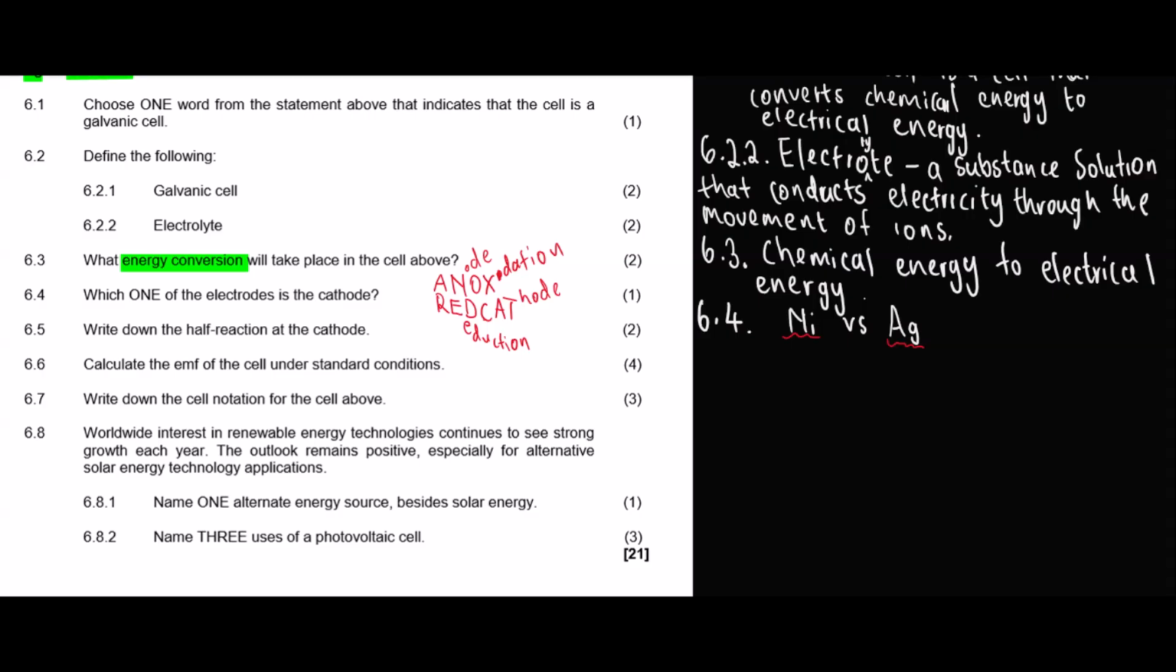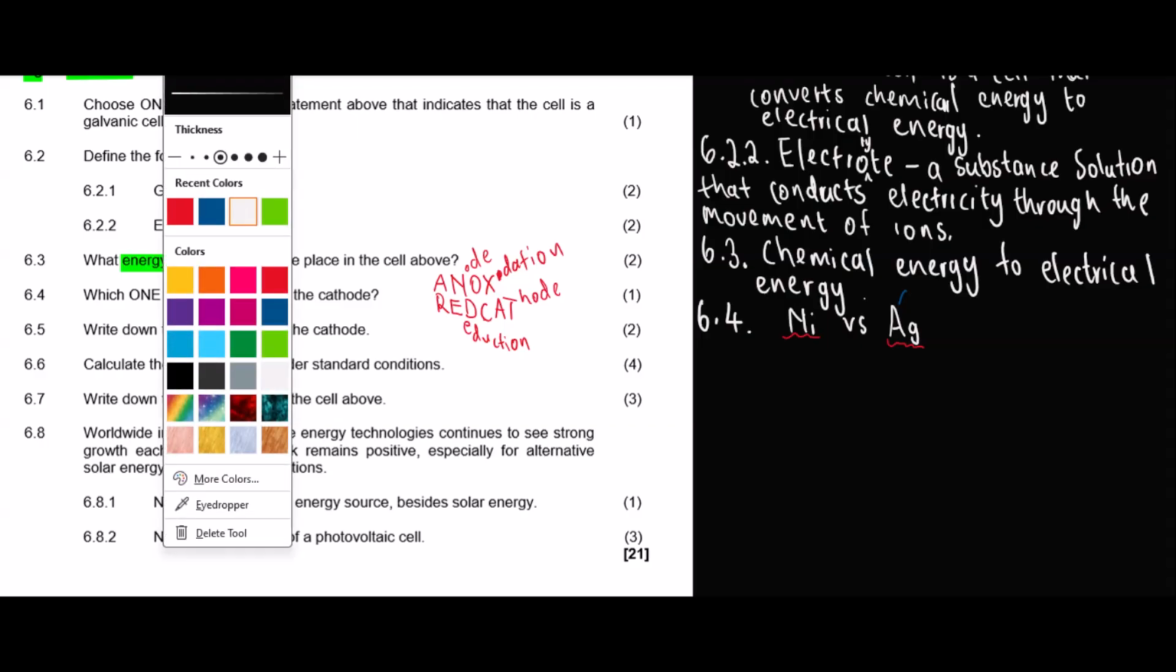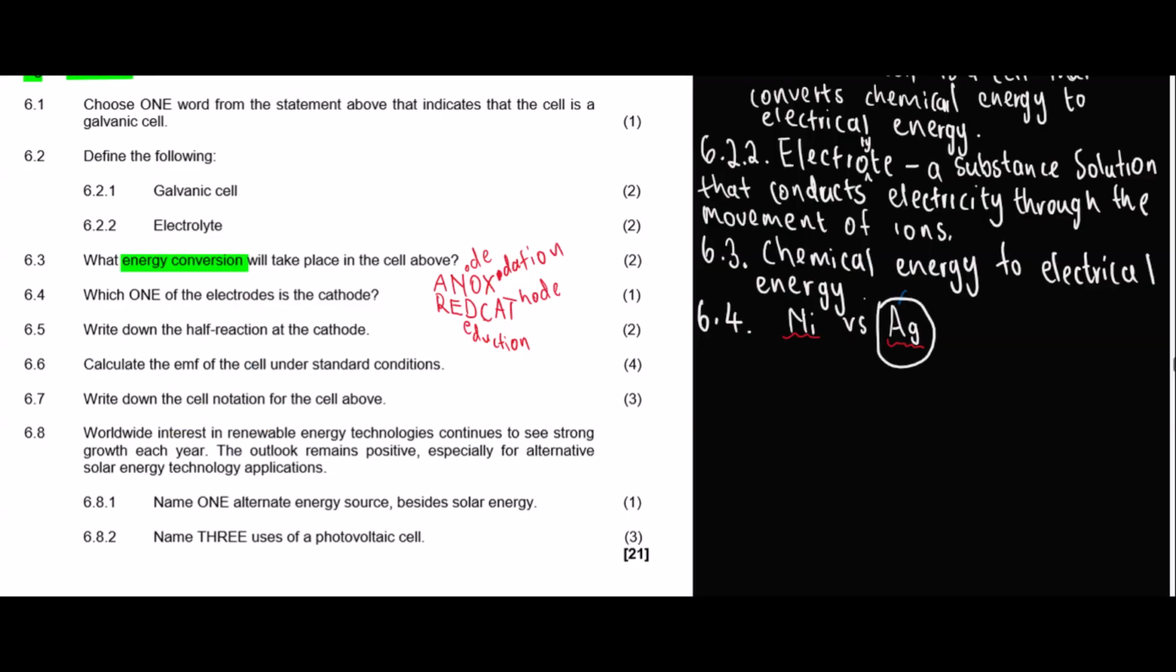It was 6.4. Now we will write silver, Ag. Don't have to write both, but we've already figured it out. It's actually silver. You can write Ag or you can write silver. Meaning that in the anode is nickel. Now 6.5, write down the half cell reaction at the cathode.